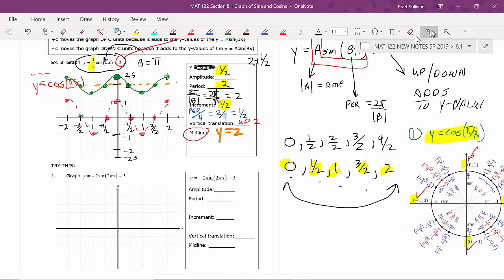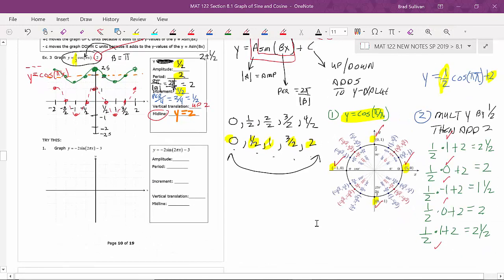All right, so I'm going to have you try another problem here and see what you can do. What you need to do is first figure out amplitude, period, increment, vertical translation, and then go through and graph.